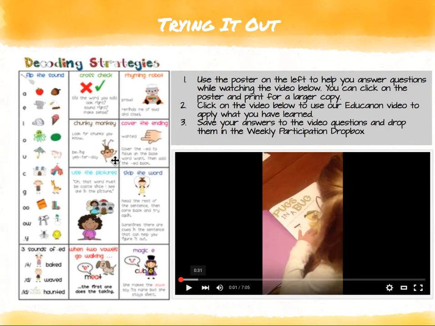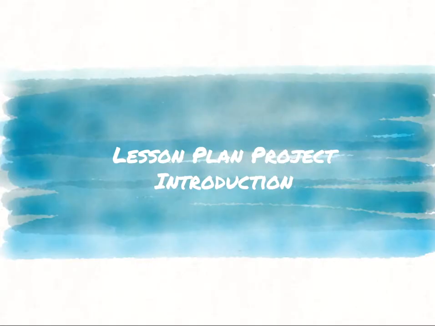And you're going to use that strategy chart to identify what this reader is doing. And so you're going to watch the video, and this will take you to that Educanon site where you're answering questions as you go. Just listen to the video. When it stops and has you answer a question, jot down your answer on a piece of scrap paper, and then you'll post that to the weekly participation Dropbox.